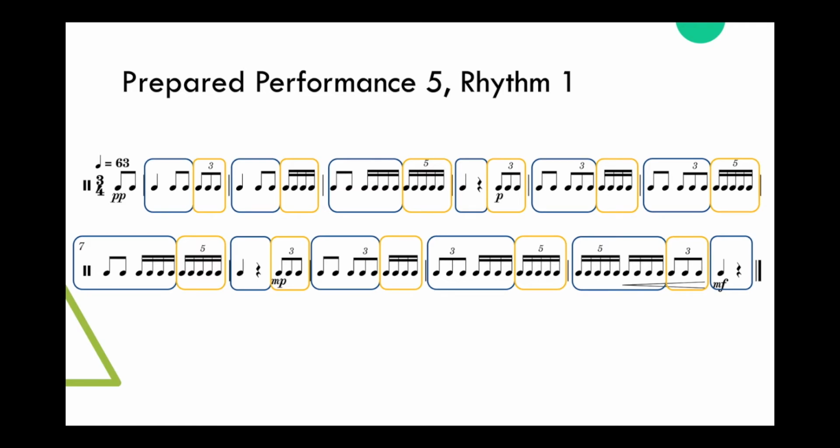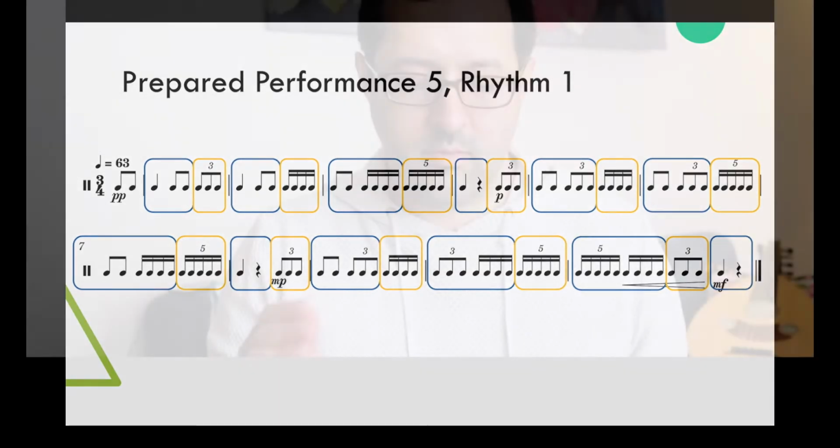All right, this is going to be pretty slow, so let's set our metronomes to 63. That's the way we can say quintuplet in the space of a beat. And let's go ahead and do it.